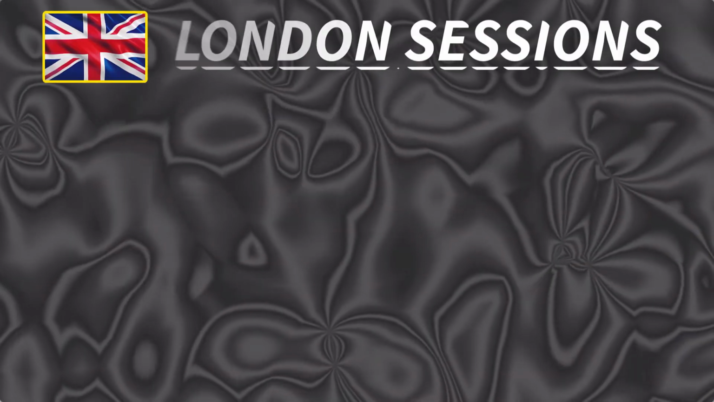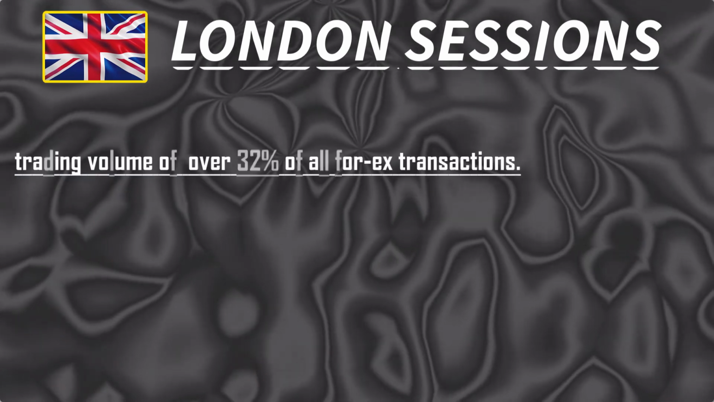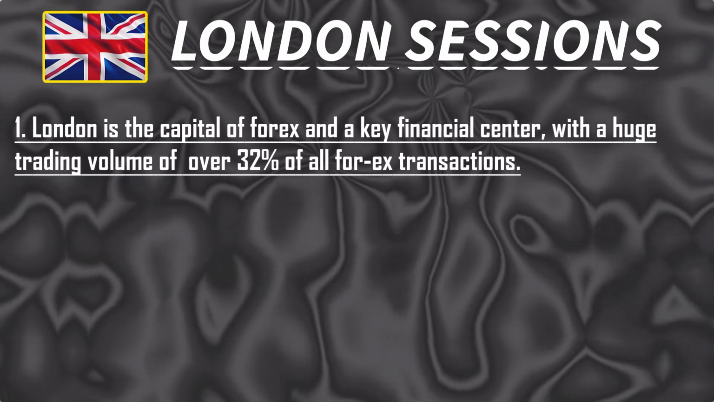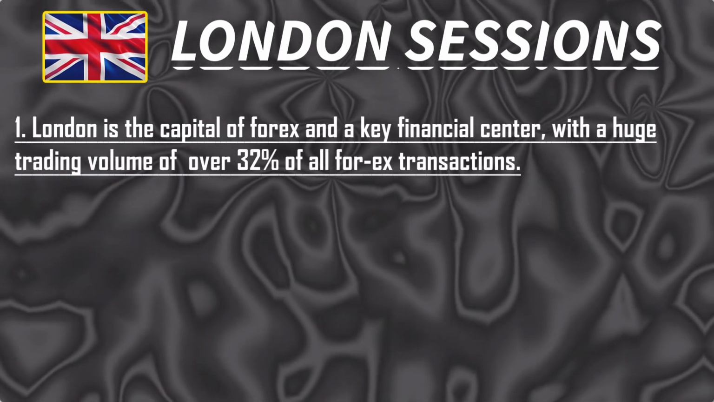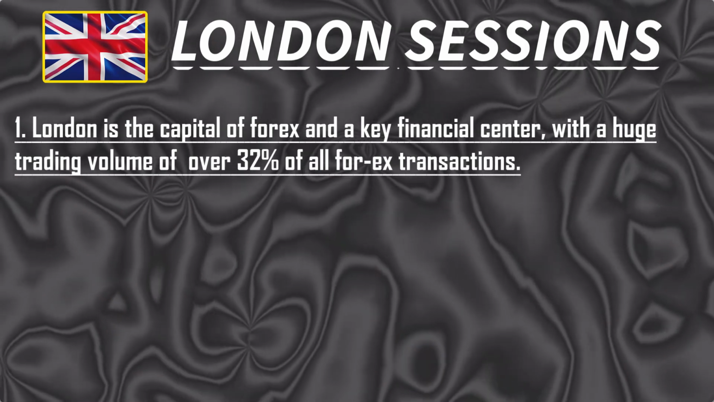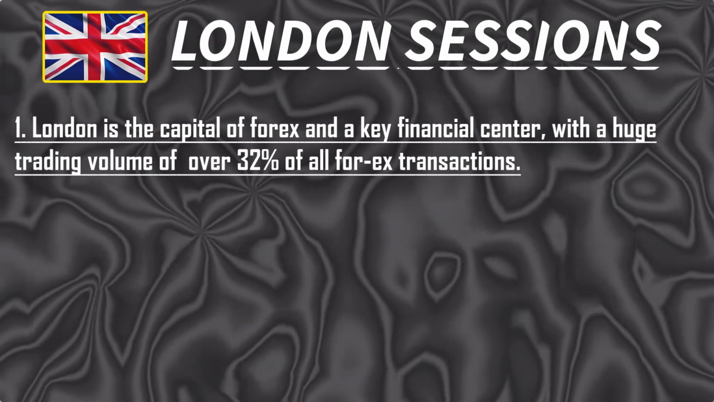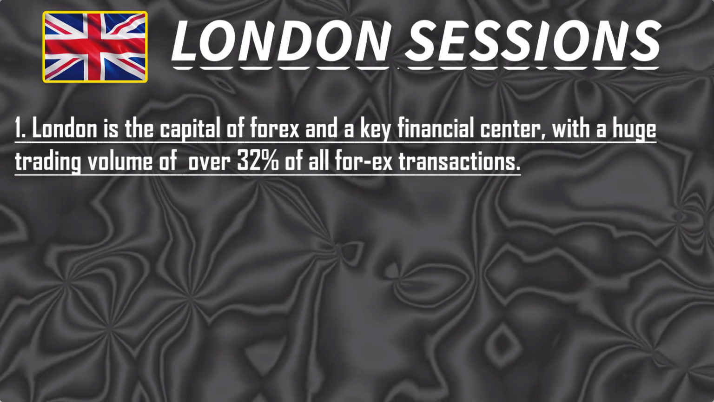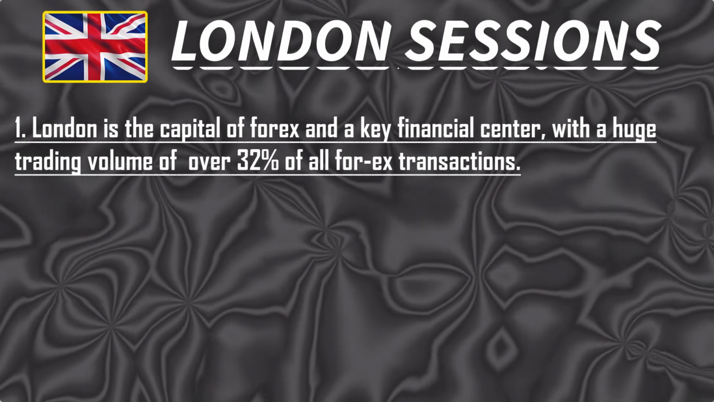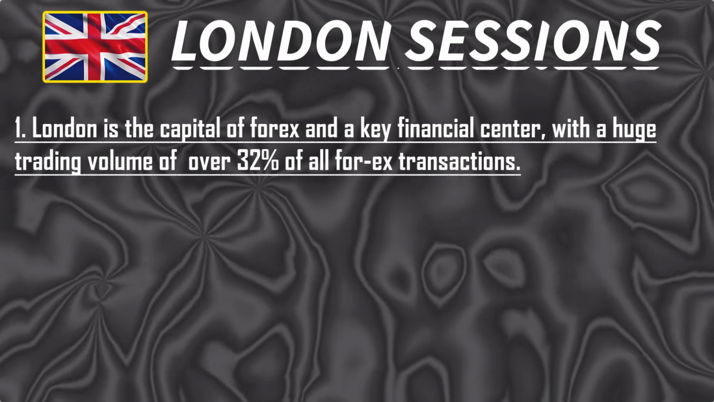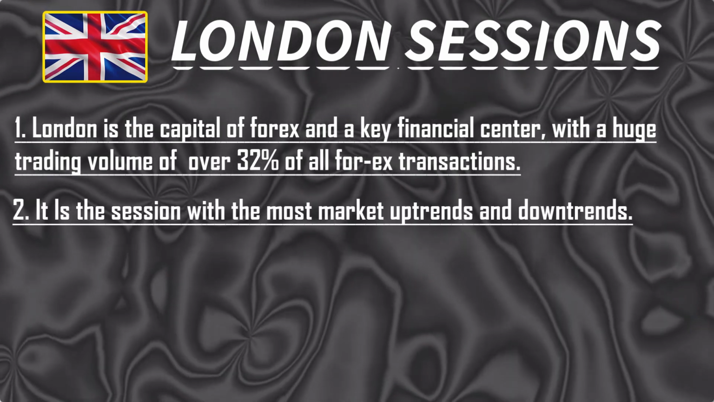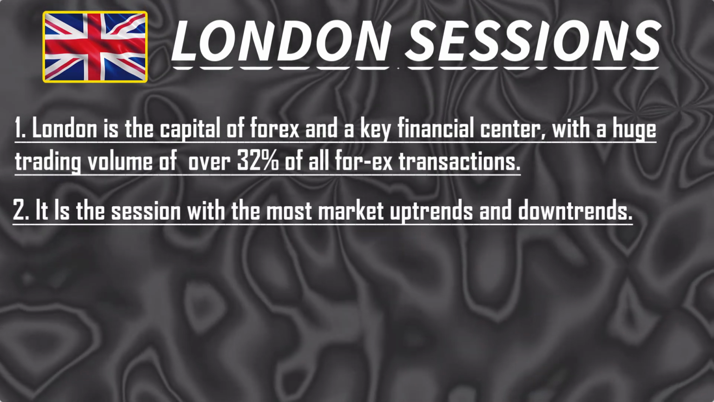Let's start with the first one, which is the London session. London is considered the capital of forex. Although there are several financial centers all around the European region, it is mainly London that attracts the main interest of traders, making London the key financial center, with a huge trading volume of over 32% of all forex transactions, which gives it high liquidity. It is the session with the most market uptrends and downtrends.